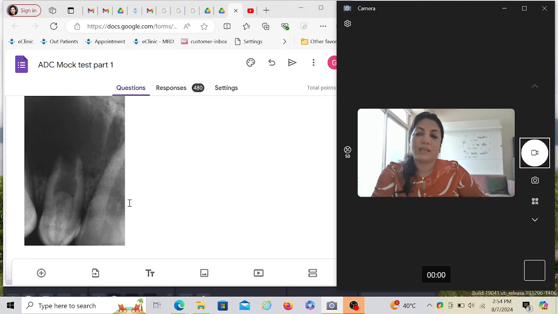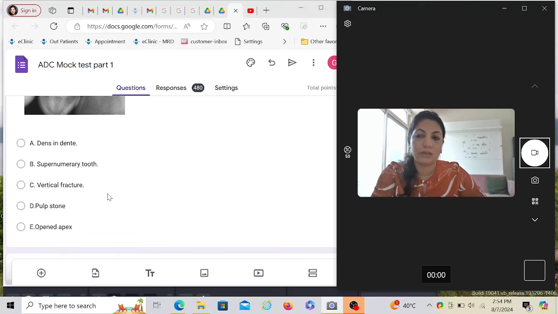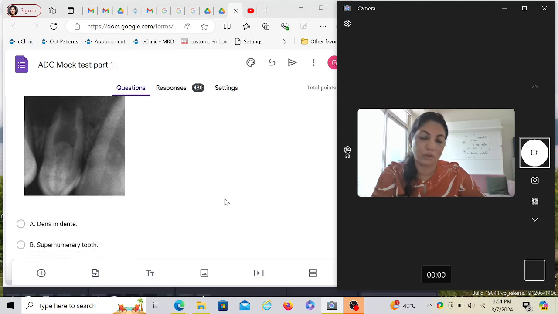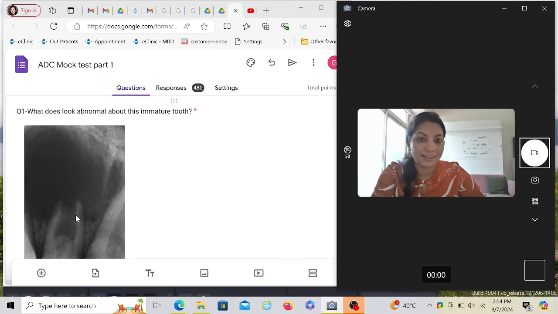So what is this condition? This is dens in dente. It is not a supernumerary tooth. It's not a vertical fracture. Pulp stones don't look like this. Open apex. Open apex is not abnormal. It's a very normal scenario in an immature tooth. Remember this. Do not mark open apex out here.